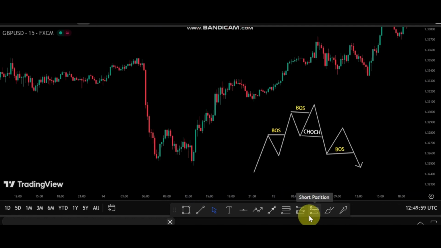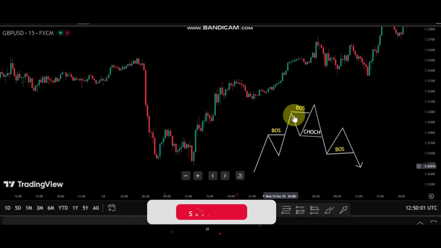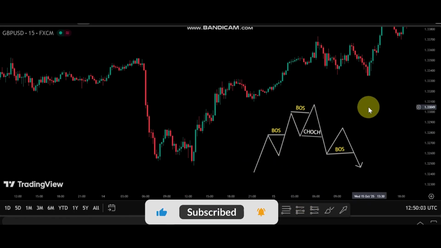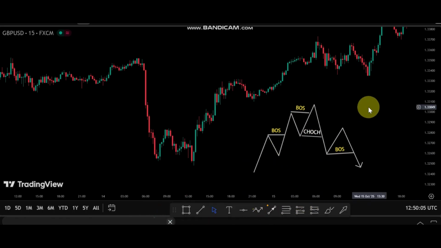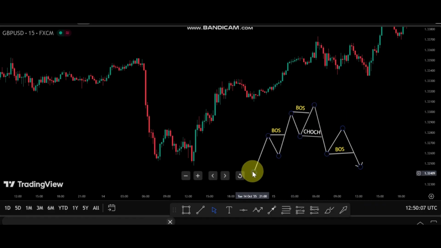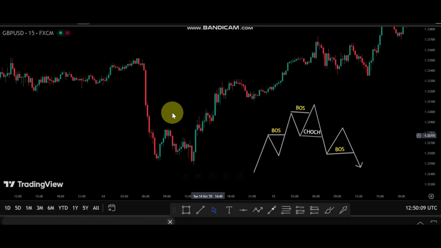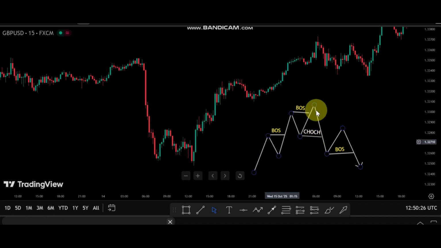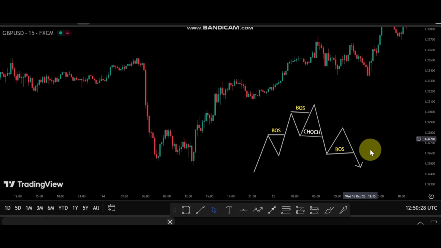Before we move to the second principle, I would like to talk about change of character. Change of character tells us that the market has changed direction, either from an uptrend to a downtrend or from a downtrend to an uptrend. In this illustration, you can see that the market was structured to the upside, meaning we were in an uptrend in this particular place. And from here, there's a change of character which tells us that the market has changed direction.